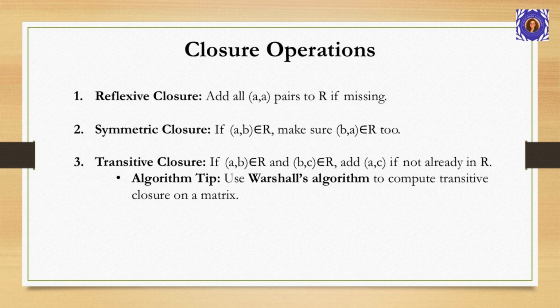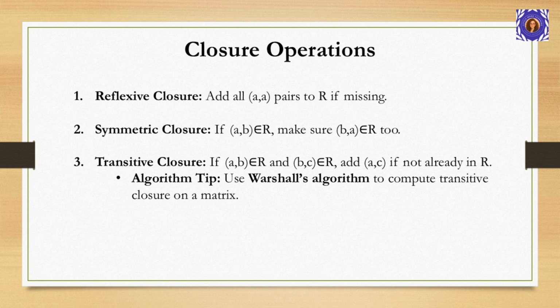Lastly is transitive closure. It is one of the most complex and interesting of the three. If R contains (a, b) and (b, c) but not (a, c), we must add (a, c). But here's the twist. Adding new pairs might create new transitivity requirements. For computational purposes, especially with matrix representations, we use Warshall's algorithm to efficiently compute transitive closure. This algorithm systematically considers each vertex as an intermediate point and updates the relation matrix accordingly.